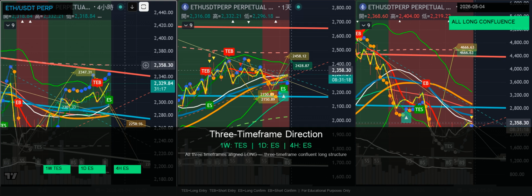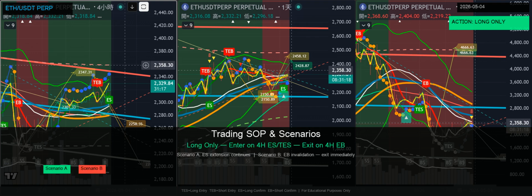The conclusion is clear. All three timeframes are now aligned to the long side: weekly TES, daily ES, 4-hour ES. This is a three-timeframe confluent long structure, not a divergence, not a mixed signal. All three are pointing in the same direction. This is the highest quality setup in the system.